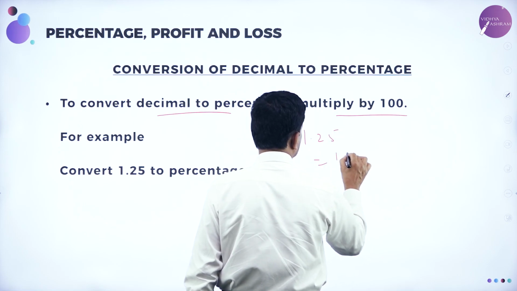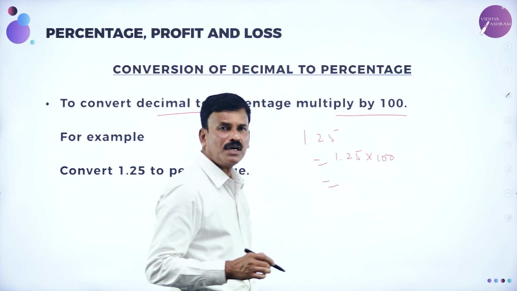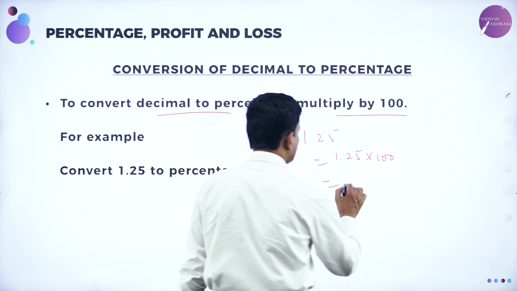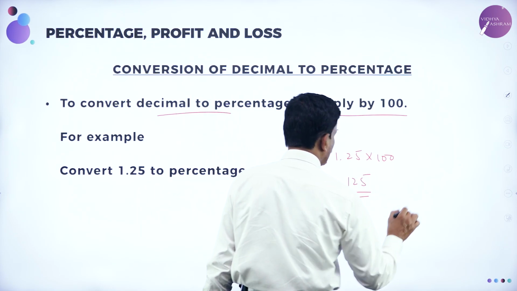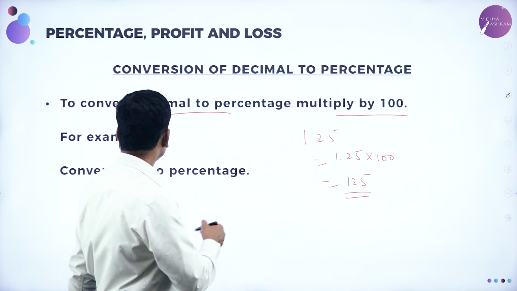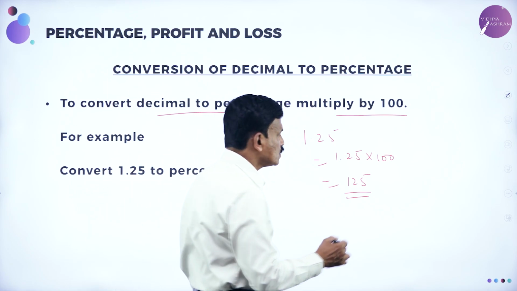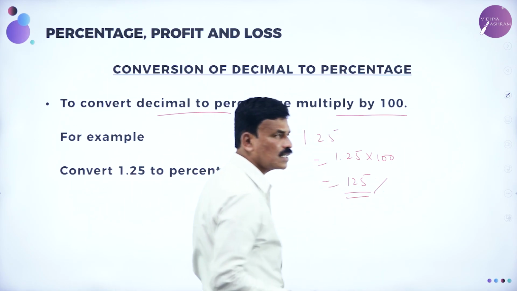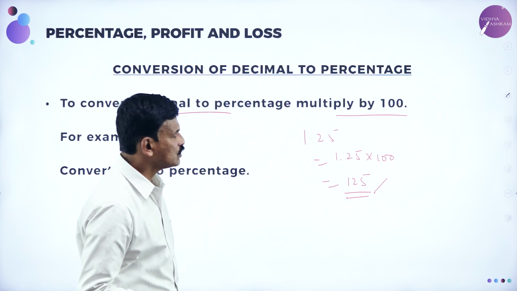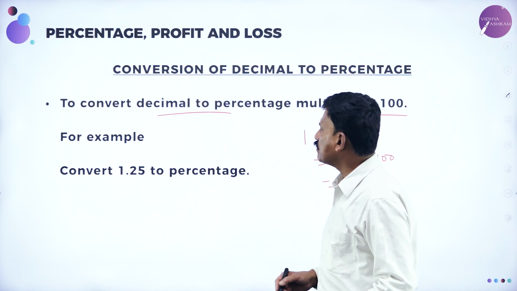1.25 can also be written as 1.25 into 100. 1.25 into 100 is nothing but 125. So 1.25 is also equal to 125%. That is, the decimal 1.25 can be written in terms of percentage as 125%. Now let us take a few more examples.